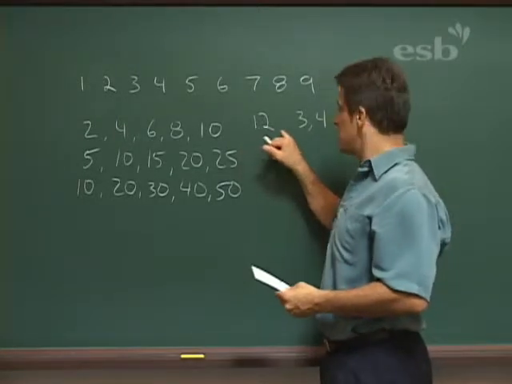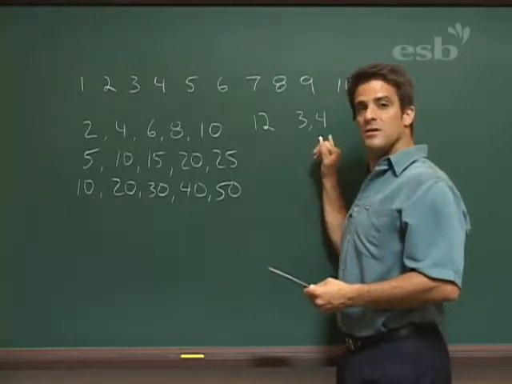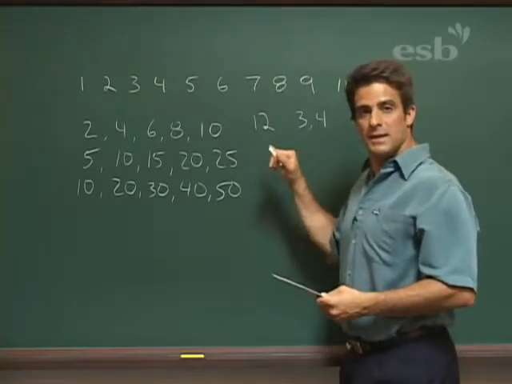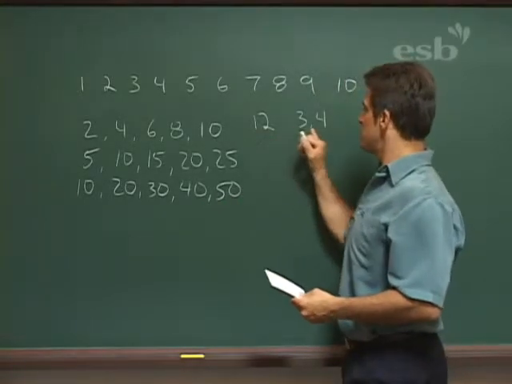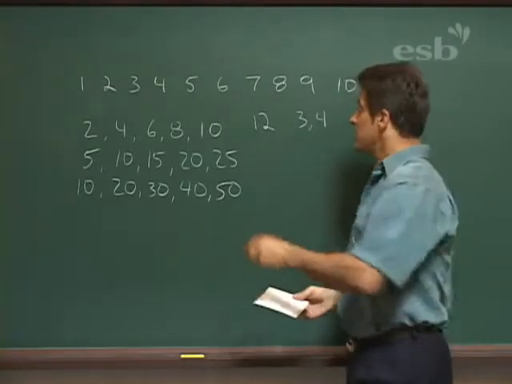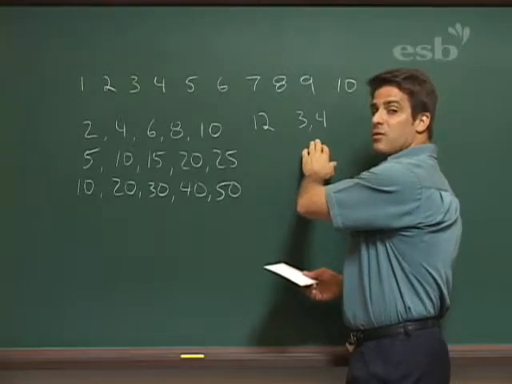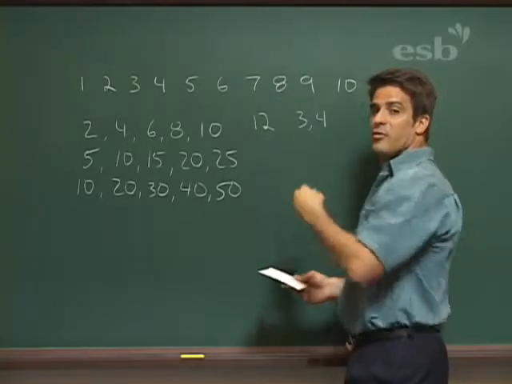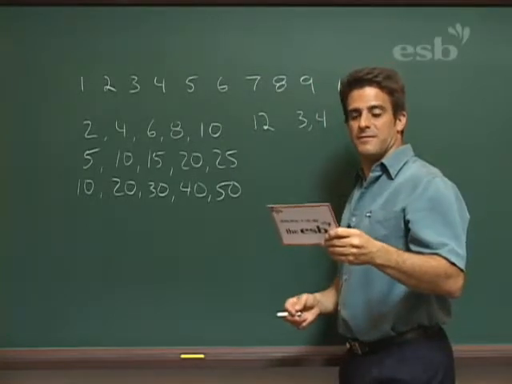12 is a multiple of 3. How about 4? 4, 8, 12. 12 is a multiple of 4. Therefore, 12 is a multiple of both 3 and 4. Both 3 and 4 go into 12 evenly.